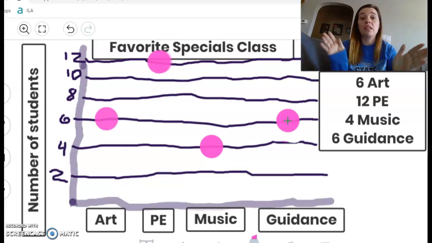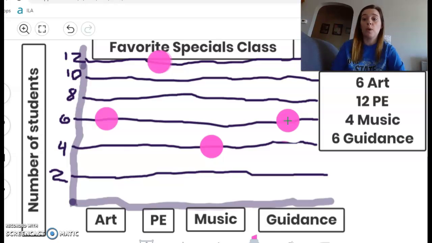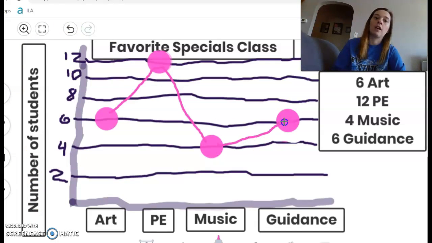Okay, so now, since this is a line graph, what am I going to have to do with these lines? What do you think? Yes, I have to make a line to connect them. So we're going to go here to there, down to there, and then I'm going to undo that one. That one did not work. And then I'm going to go to there.